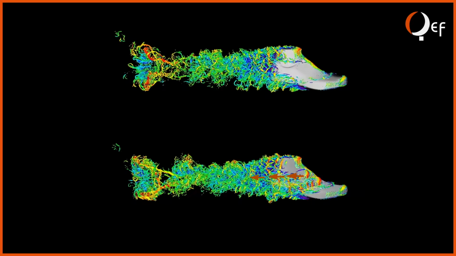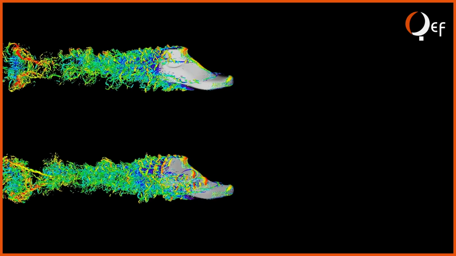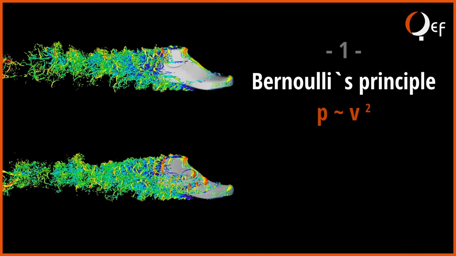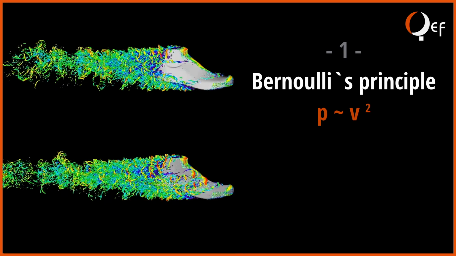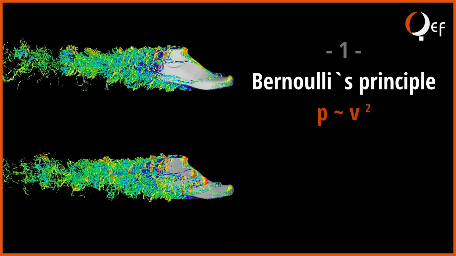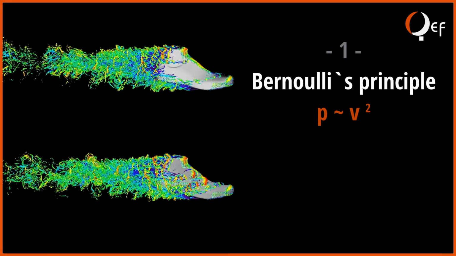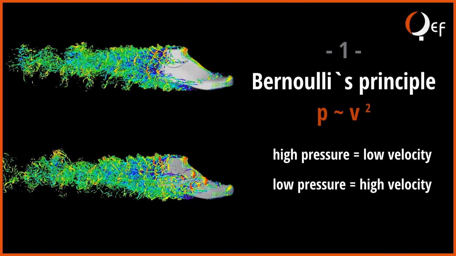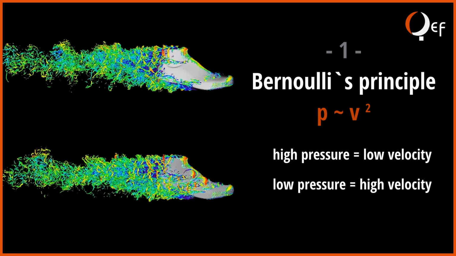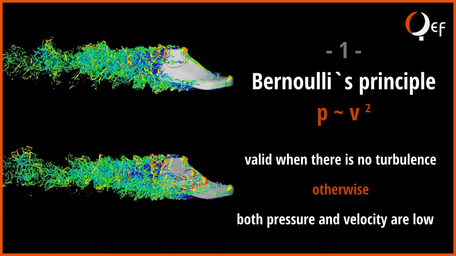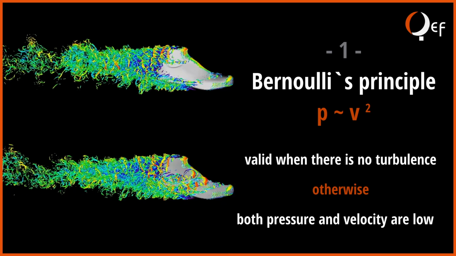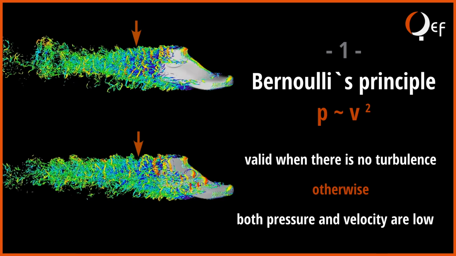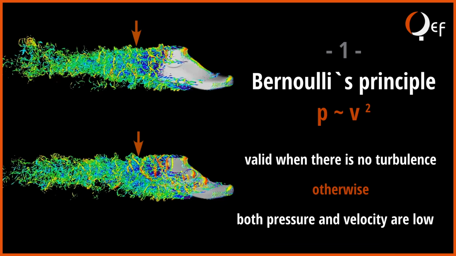Let's take a moment to clarify a few aerodynamic concepts before continuing. First, according to Bernoulli's principle, pressure is proportional to the square of velocity. This rule applies to any fluid which is incompressible. It translates to high pressure when velocity is low and low pressure when velocity is high. However, Bernoulli's principle is valid only when there is no turbulence. Therefore, in the back, where you can see vortices, this law cannot be applied, and both pressure and velocity are simultaneously low.